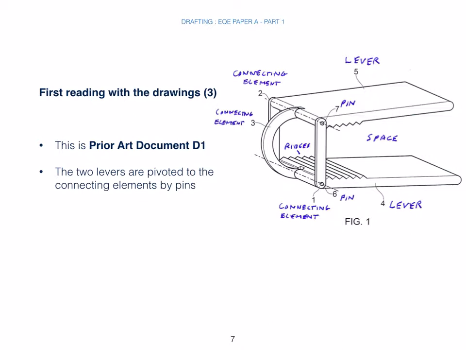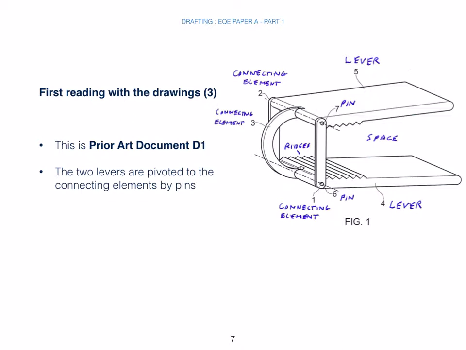So we can see just by looking at the drawings that the 2 levers are pivoted to the connecting elements by pins. And I invite you to take a look now at the further figures of D1, figure 2, figure 3, and figure 4.